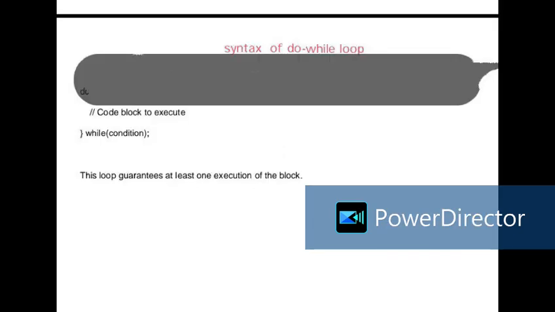Syntax of do while loop. The do while loop is similar to the while loop but with one key difference. The code block executes first before the condition is checked.